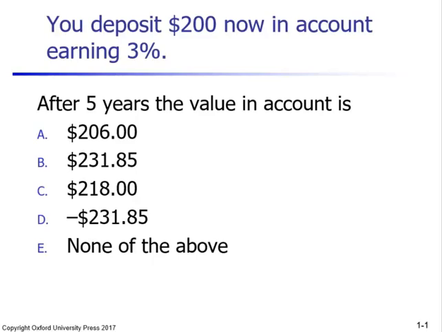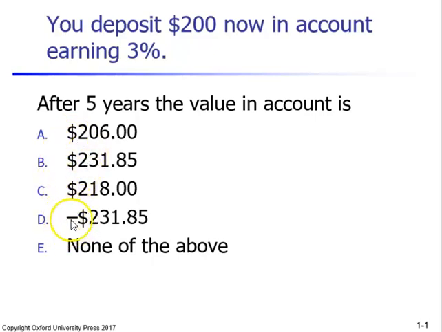Let's start this video with this example. You deposit $200 now in an account earning 3%. When it doesn't say anything, just consider it annually. After 5 years, the value in the account is one of these options. So you see, now it expects more attention from you to the details.